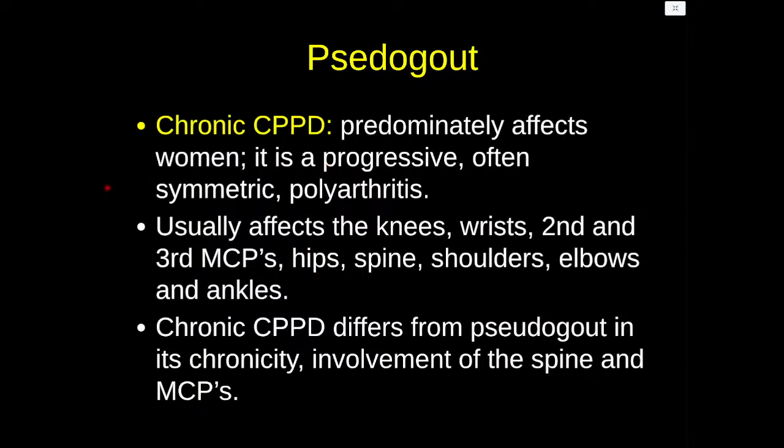The chronic CPPD is another type of pseudo gout. This predominantly affects women. It is a progressive, often symmetric polyarthritis. It usually affects knees, wrists, second and third MCPs. It resembles rheumatoid arthritis, with hips, spine, shoulders, elbows, and ankles. Chronic CPPD differs from pseudo gout in its chronicity, and involvement of the spine and MCPs.